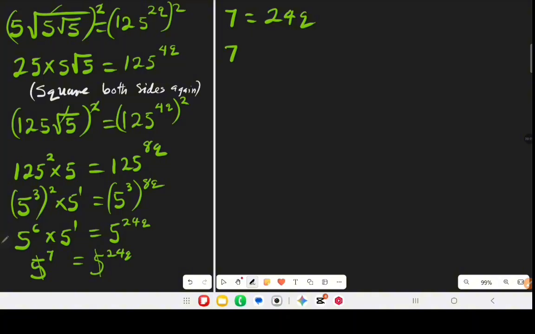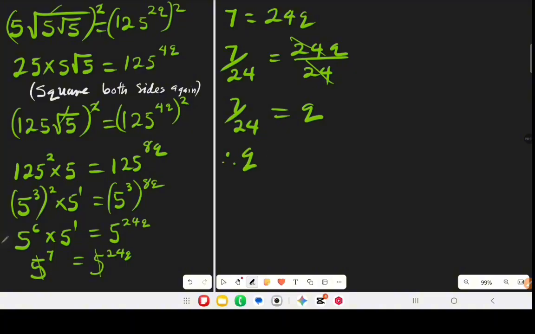Now we divide both sides by the coefficient of q. Then when we do that, we have 7 over 24 equals to 24q all over 24. We cancel 24, left with 7 over 24 equal to q. Therefore, q is equals to 7 over 24, which is the same answer as the first one we solved.